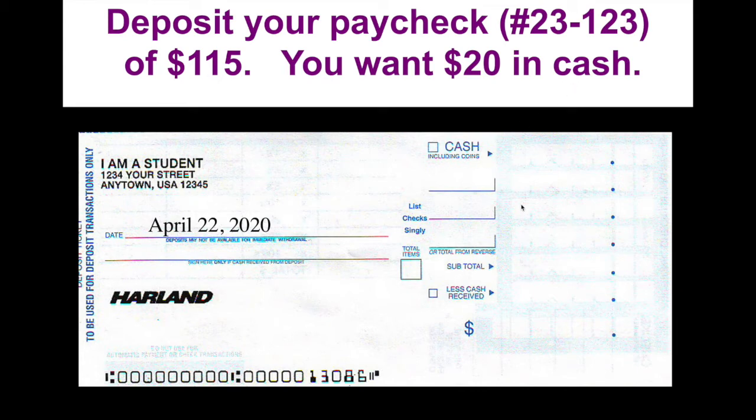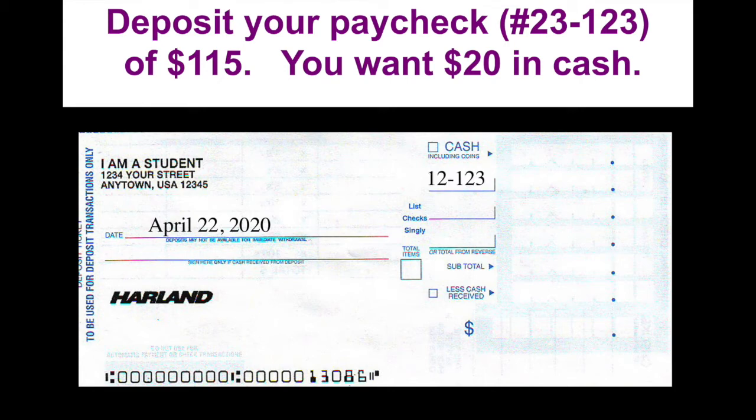Now we're going to look at the amount side over here. If you look, the cash and everything down to your subtotal will be for all of the money you're putting into the bank. Below that is for money that was taken out of the bank.